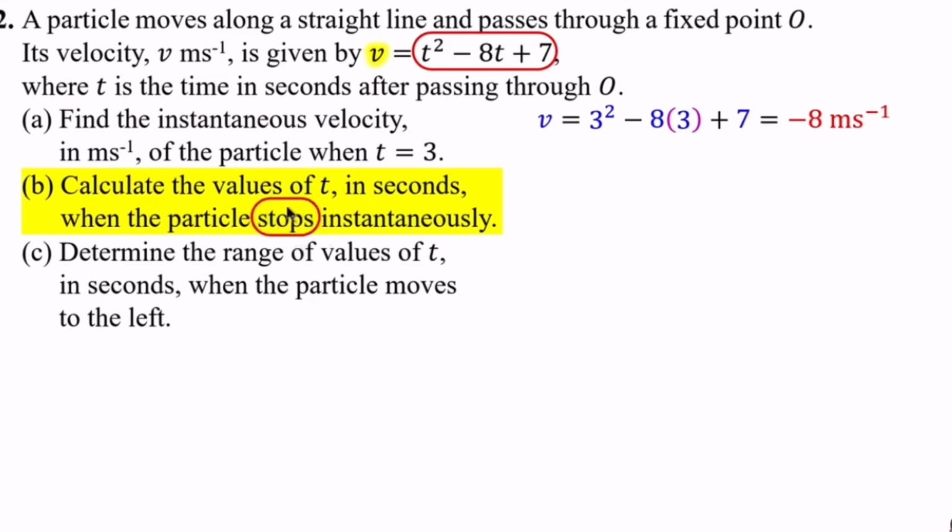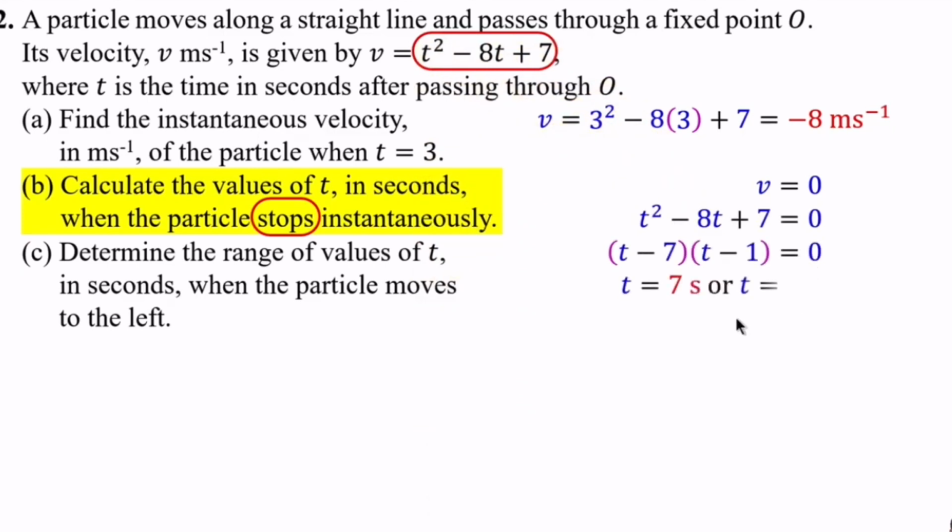For B, when the particle stops, of course the velocity will be 0. Okay, so we will let t squared minus 8t plus 7 equal to 0, and then we will try to solve the t after factorizing. So t is equal to 7 and t equal to 1.